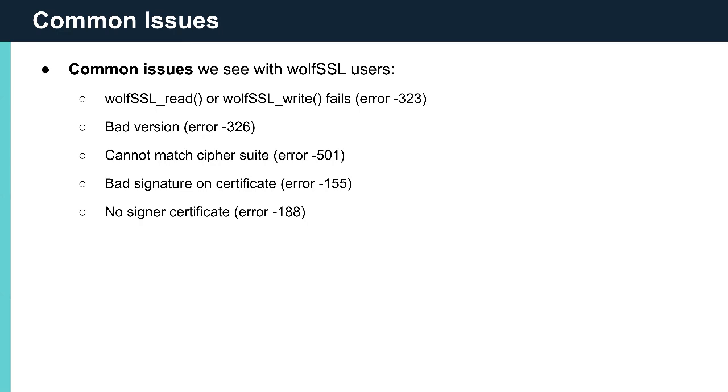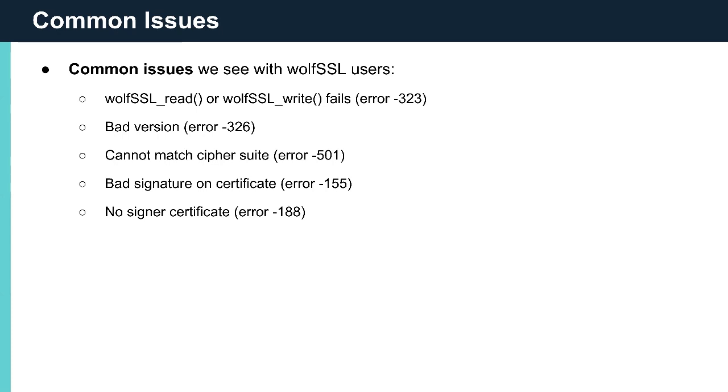Another error we sometimes see, -155, bad signature on certificate. This one is sometimes caused if you're using a mismatched private key and certificate. So say you start up your client or your server, and the cert and the private key you use are not the right combination, so they're not the corresponding key pair.